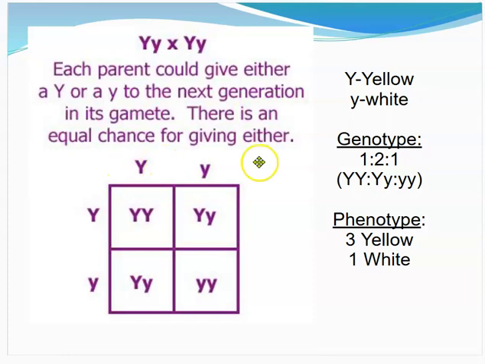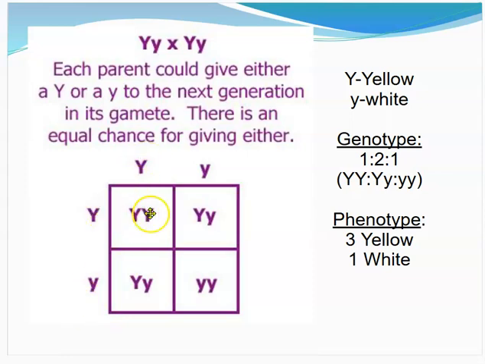So each parent, in this case, we have big Y, little y with mom and big Y, little y with dad. And we have a chance of giving a big Y or a little y to the next generation in the gamete because it's split up randomly and also evenly. So there's an equal chance for giving either because they have one of each. And so if we cross them, we have one parent on the top and one parent on the side.